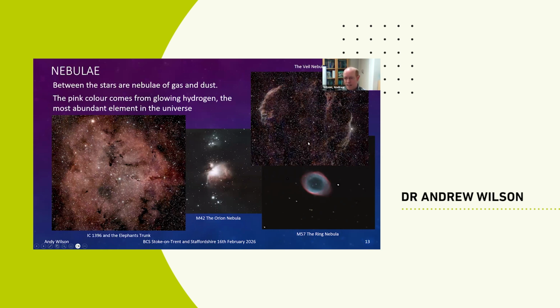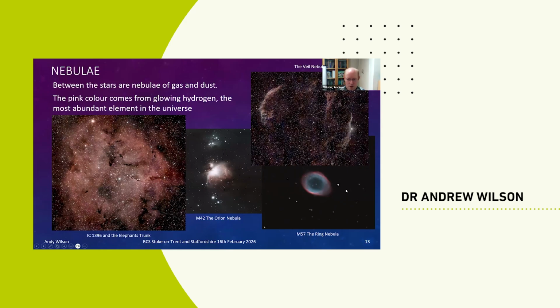Then we've got the two on the right here, the Veil Nebula and the Ring Nebula, and these are the opposite ends of a star's life. The Veil Nebula was created when a massive star exploded, going supernova about 10,000 years ago. What we're seeing here is the material which has been thrown out when the star exploded, which is gradually moving away. And then beneath that, we have the Ring Nebula, which is M57 in the constellation of Lyra.